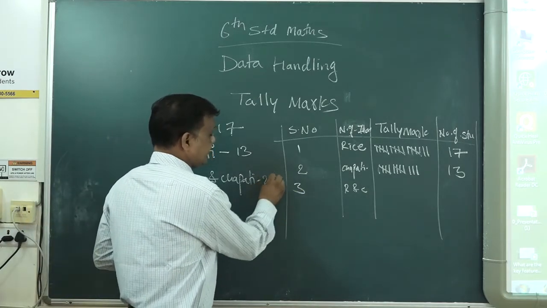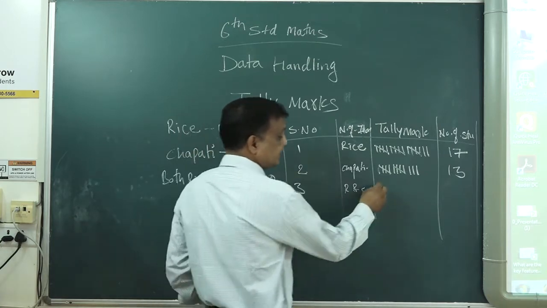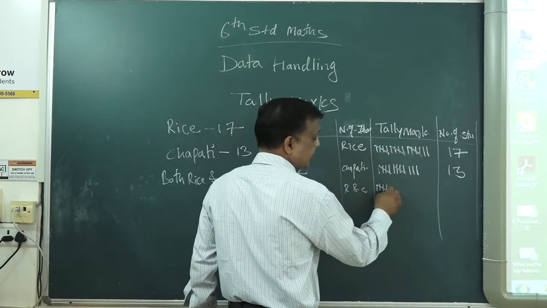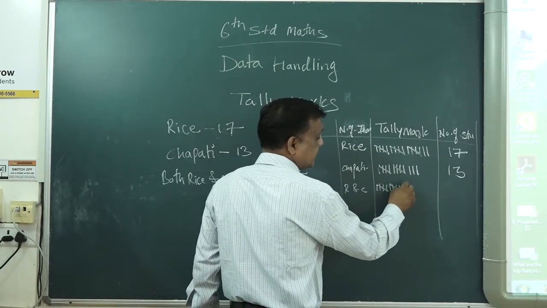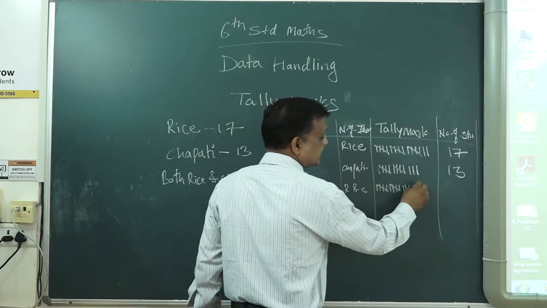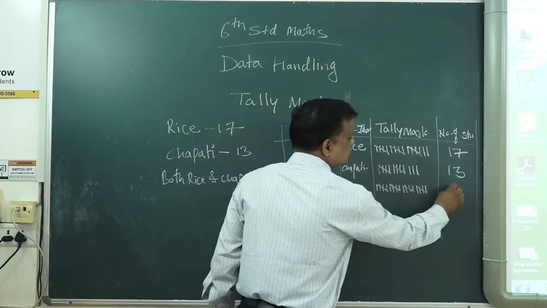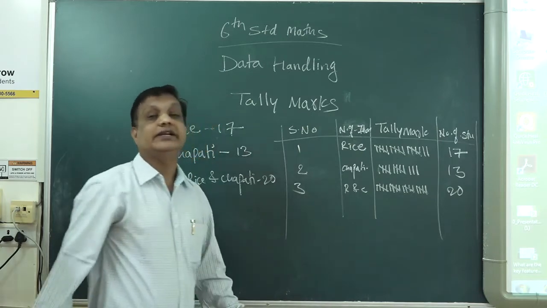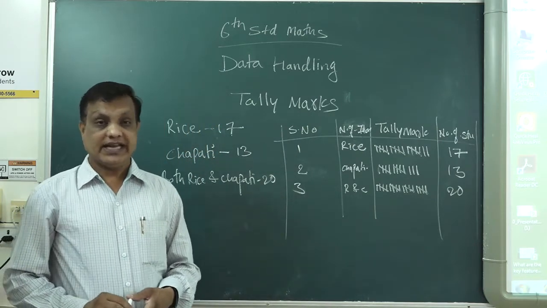Rice and chapati. Here we take the 20 number. 20 students. 1, 2, 3, 4, 5, 6, 7, 8, 9, 10, 11, 12, 13, 14, 15, 16, 17, 18, 19, 20. So 20 students. So this is our tally mark table.